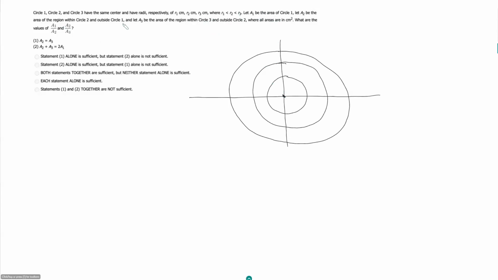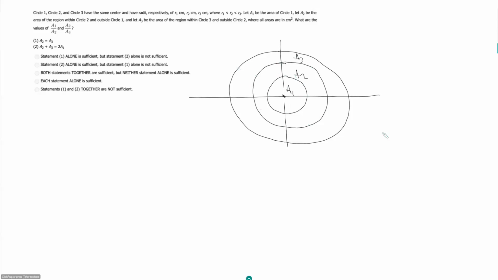And then, what are our labels here? A1 is our small circle area. A2, that's not the region of the second circle. It's just this area here. And then A3 is this outer ring. And so we want to know what are the values of A1 over A2 and A2 over A3.